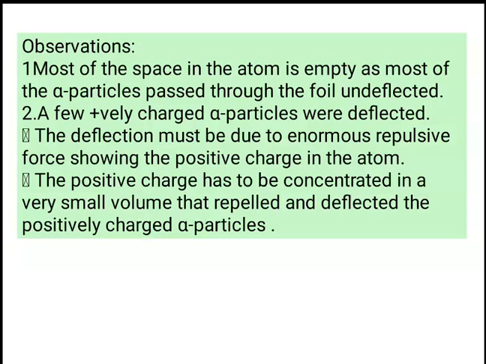Now the third observation, that a very few particles, 1 in 20,000, retraced their path. That means they were deflected at about 180 degrees. So how to explain this observation? He simply stated that these alpha particles strike exactly at the nucleus. The nucleus is positive. Alpha particles are also positive. So they strongly repel each other. That's why this particle retraces its path.